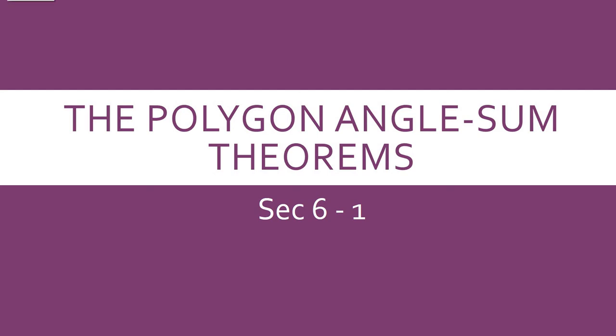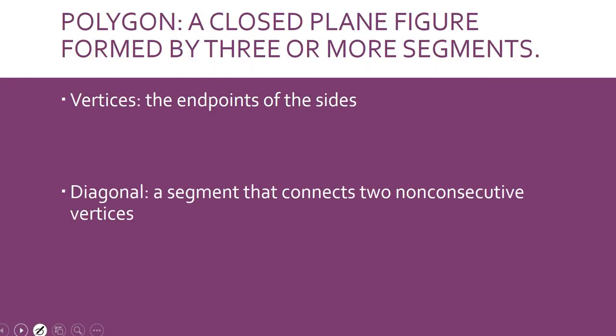Okay, section 6.1, we're going to begin our work with polygons, and this is the polygon angle sum theorems. There's a few of them that we're going to look at. So, a polygon is a closed plane figure formed by 3 or more segments.